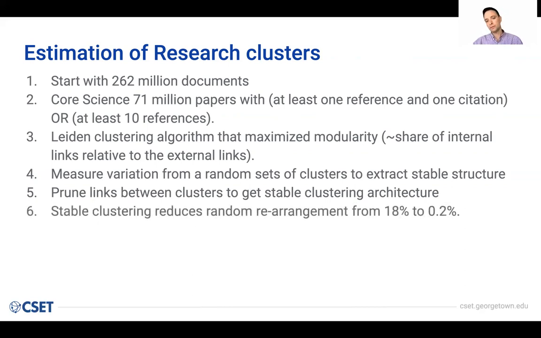Initially we have a random rearrangement of papers, so 18% of papers change their clusters randomly between random estimations. This pruning of links decreased this random rearrangement of papers to 0.2%, and we think that we now have a stable clustering map.